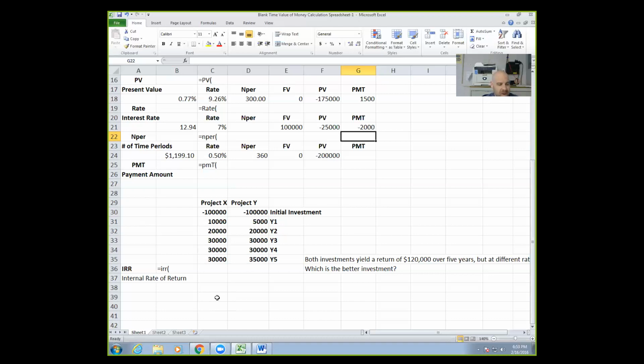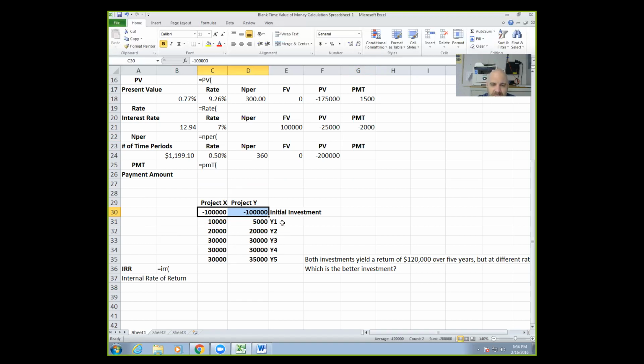And so what IRR allows you to do is to calculate what the average rate of return is on these uneven yearly returns. So in this example here, we have two different projects, Project X and Project Y. So descriptive. Both of them have an initial investment of $100,000. So again, if you're a business or an individual and that money is going out from you, that's a negative number.